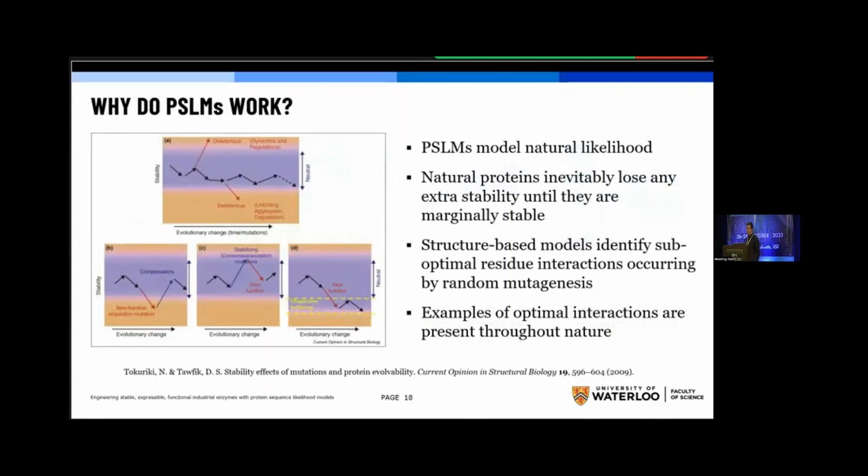Okay, so why do these models work? Because remember, we're trying to model the natural likelihood. So these models are trying to increase the natural likelihood of a sequence. But how can you engineer unnatural stability from that?